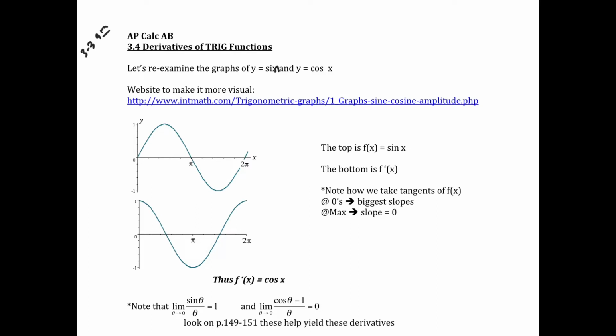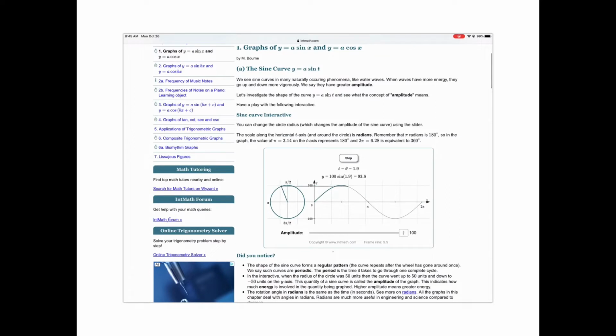This website is awesome. It really helps visualize what's going on. Let me see if I can import over here. I tried to, but let's see if this works. And this is what I wanted to try to show you guys here. And take a look.